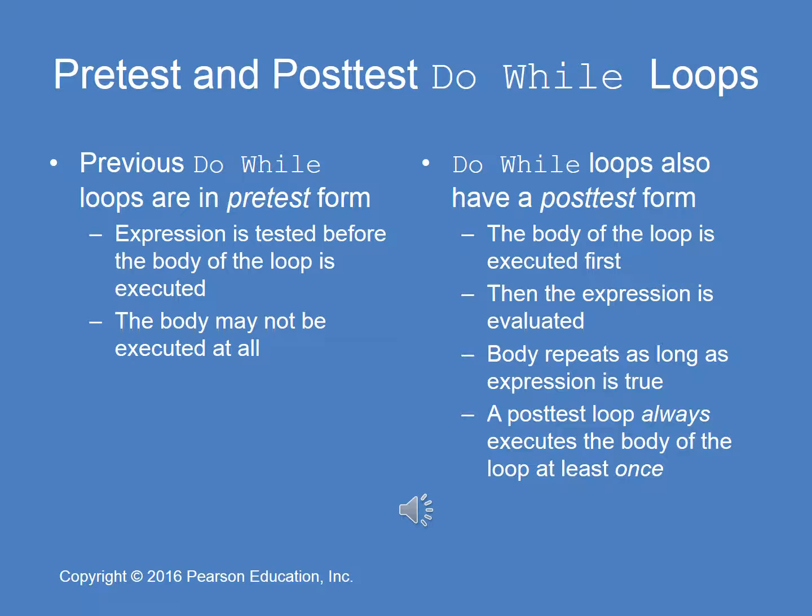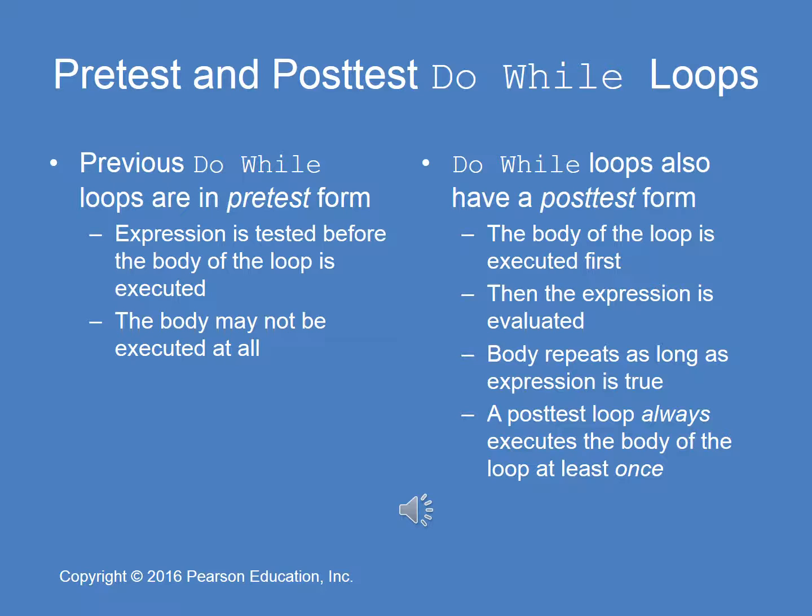Here we have a very important characteristic of do-while loops, which is whether they are a pretest or a post-test do-while loop. Okay? The previous do-while loops are in pretest form, which means the Boolean expression is tested before the body of the loop is executed. In a pretest loop, it's possible that the body will never be executed because if the Boolean expression returns false the first time it is tested, we will never execute the body of the loop.